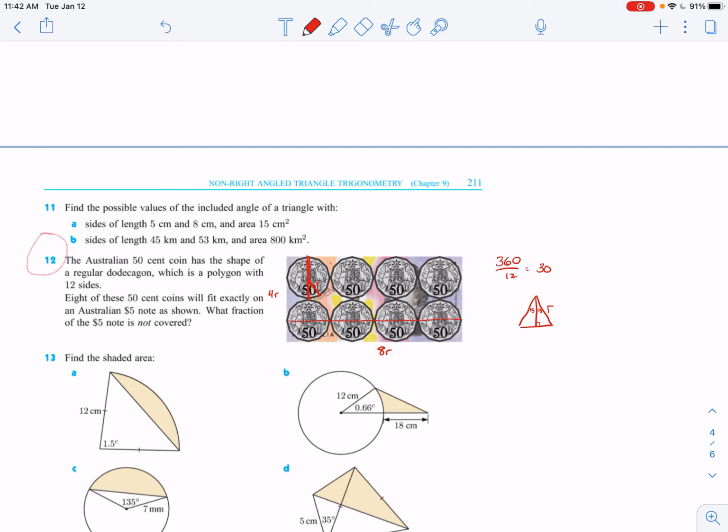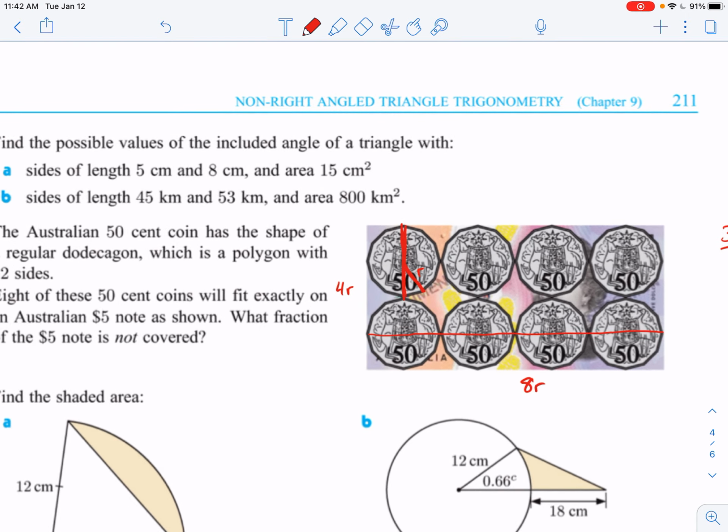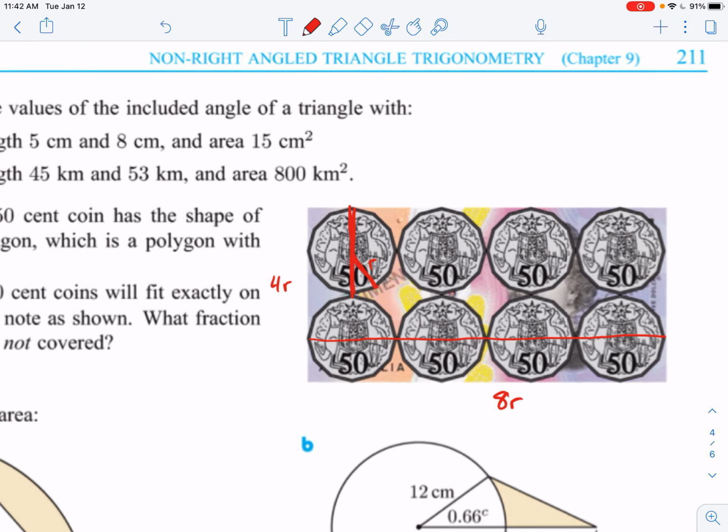I was asked if I could work a couple of problems and make a video for you. So the first one was number 12 on page 211. They don't give us any size dimensions, but they do tell us that we've got this 12-sided regular dodecagon.